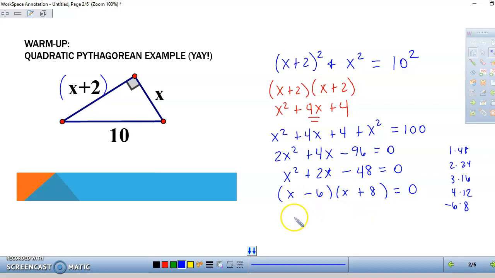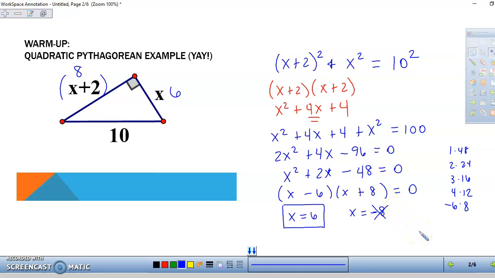Okay, you're going to split these up. x minus 6 equals 0 means x is 6. x plus 8 equals 0 means x is negative 8. Plugging into the picture, I cannot have a length of negative 8, so that one does not work. So it's just x equals 6. You could plug in and make sure that seems right. This guy is going to be 6, this guy is going to be 8. 8 squared plus 6 squared is 100, so that checks out. So there's an example of a quadratic Pythagorean.